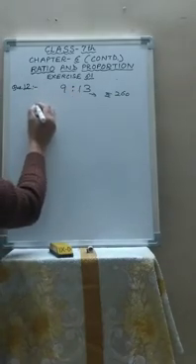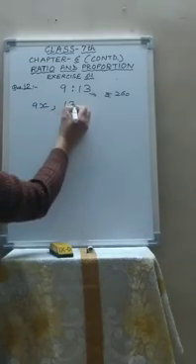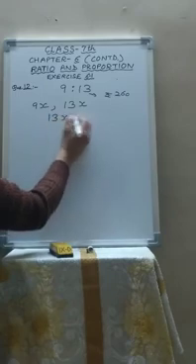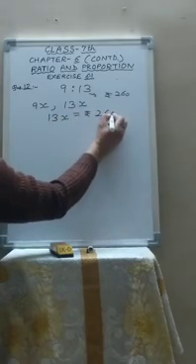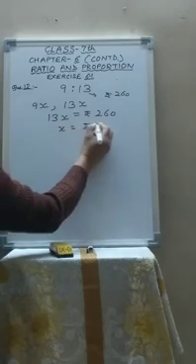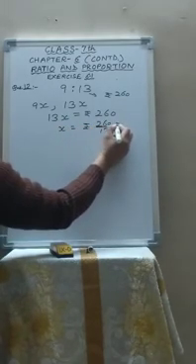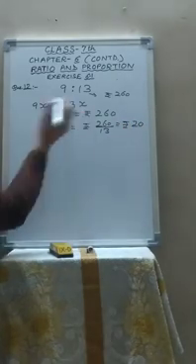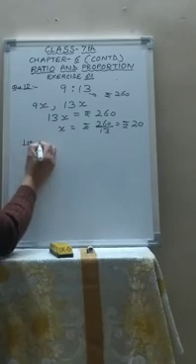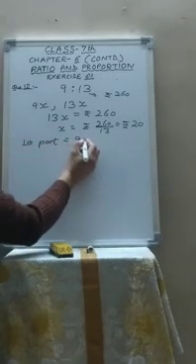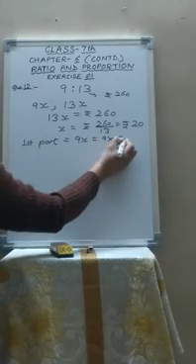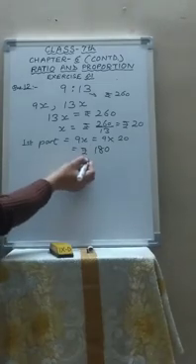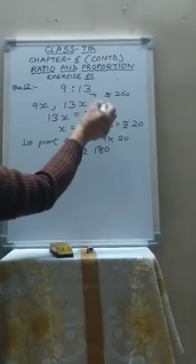So let the two parts be 9x and 13x. Now they have given the value of the second part, that means 13x is rupees 260. Therefore x will be rupees 260 upon 13. That means rupees 20. So the value of x we have found is 20. So what is the first part? First part was 9x. So 9 multiplied by 20 means rupees 180. So first part is rupees 180, second part is rupees 260.